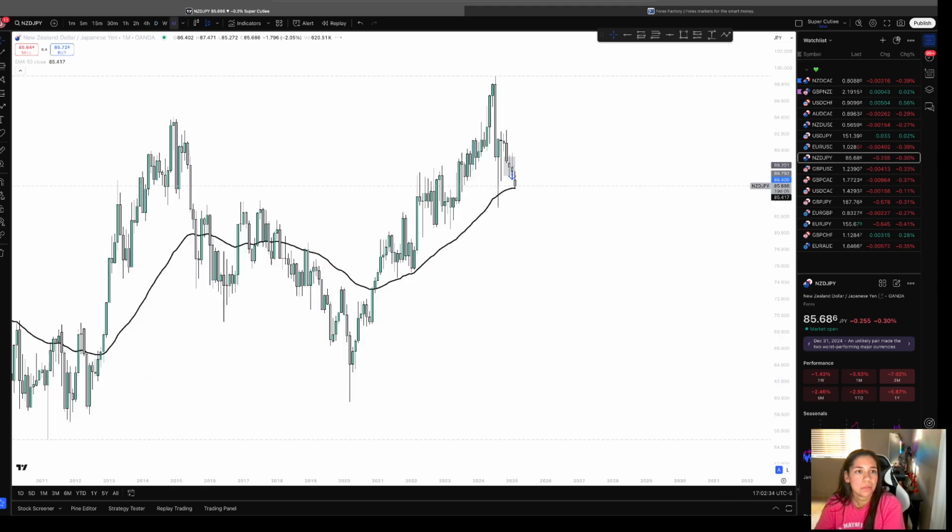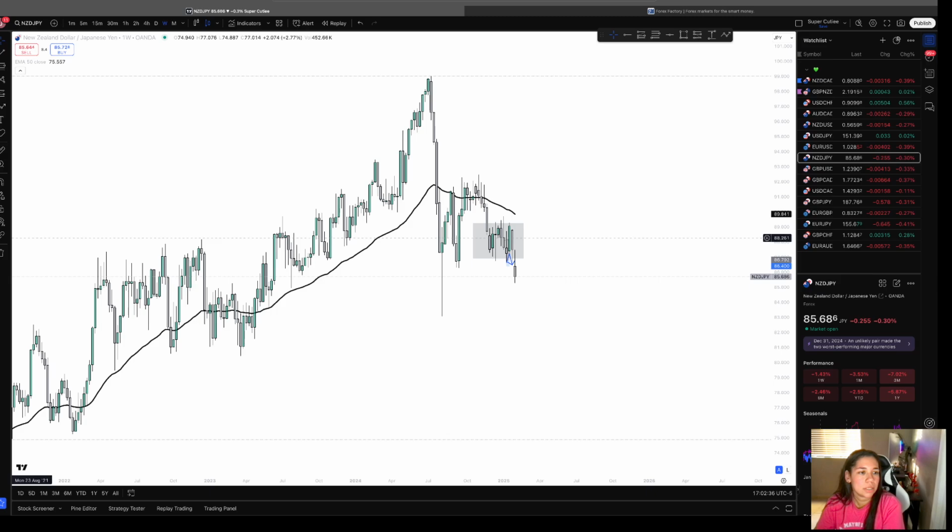NZD JPY. Okay. Weekly time frame. Let's erase this. That looks like shit. I'm not even going to look at it.